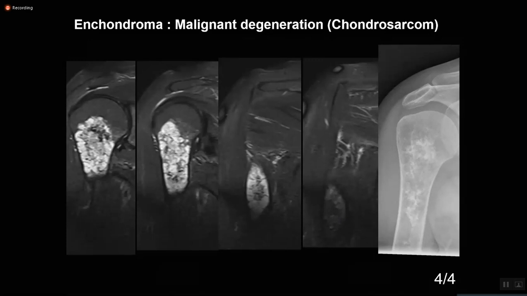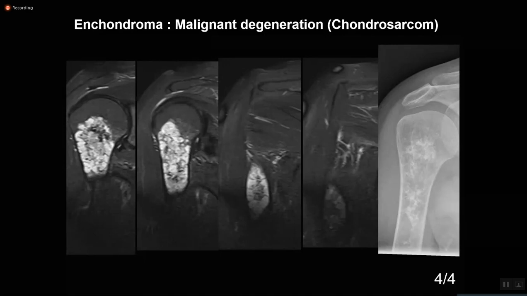This particular case, I don't have good sequences. So just to make the point that this is the classical chondroid matrix we were talking about, and this is that lucency. If I give you axial here only, then you will see it very well. So here one can raise the issue that there is malignant degeneration of enchondroma to chondrosarcoma. So please remember, malignant degeneration of osteochondroma, malignant degeneration of enchondroma, both of them are exam cases.